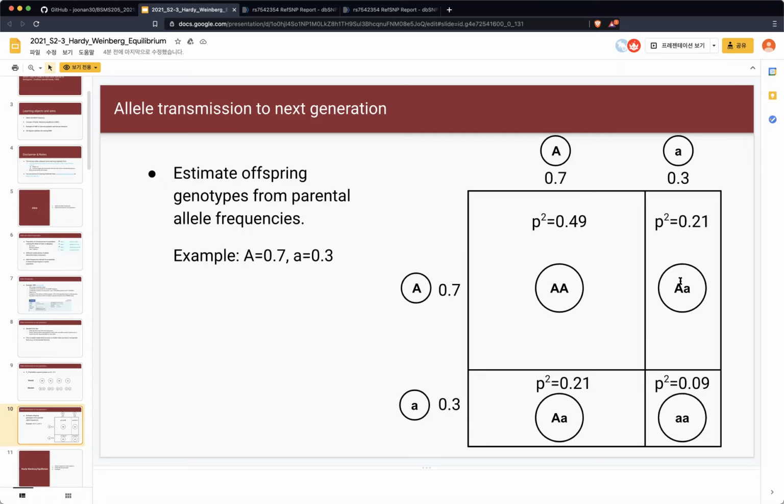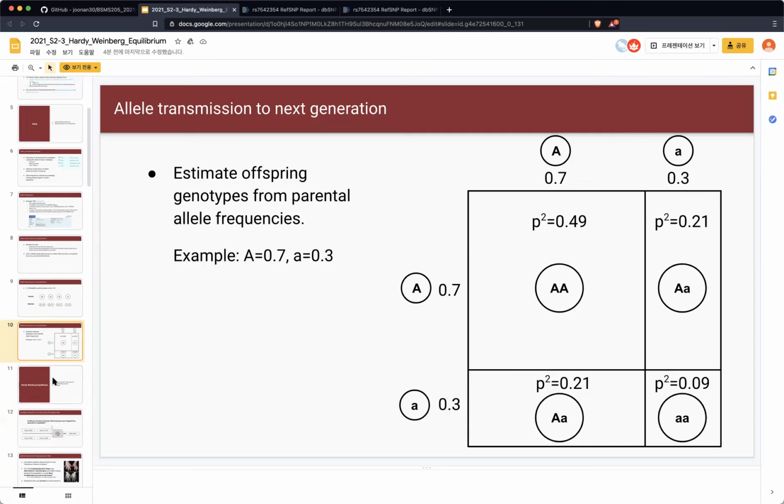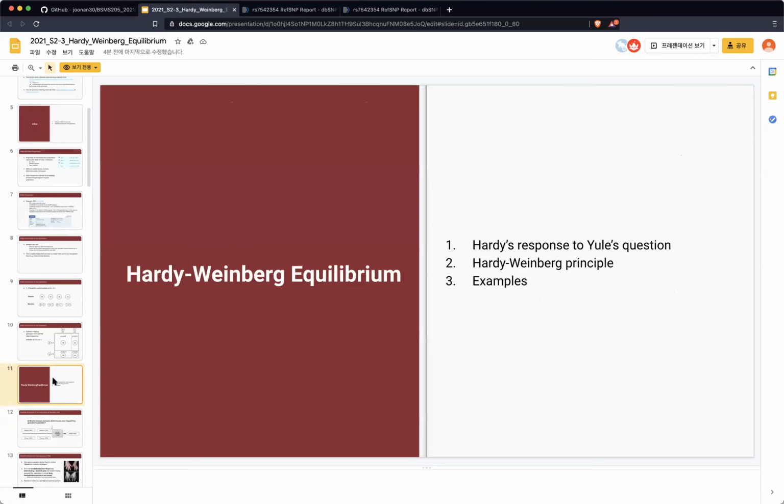And the heterozygous probability in this situation is 0.21, but in that case you have 2 ways, so the probability is double that. Then the recessive is 0.09, right? So once you know the frequency of the allele, you can easily calculate the frequency of the genotypes in the next generation. That is the easiest way, and we call this the Punnett square. This is one of the easy ways we can think about allele composition.